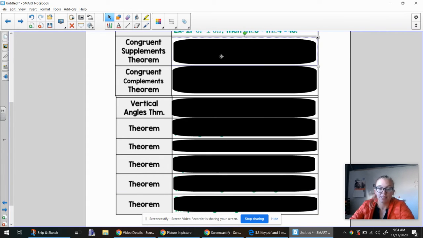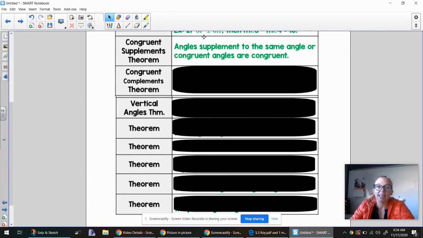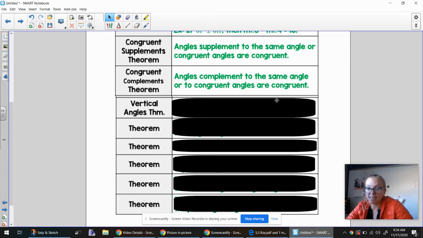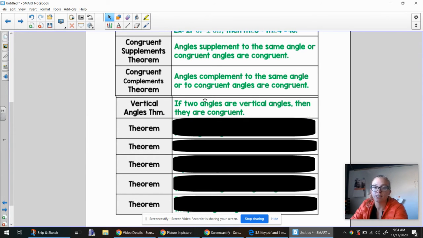The congruent supplements theorem says that angles supplementary to the same angle or to two congruent angles are congruent. So if two angles are supplementary, adding up to 180 with the same angle, then they have to be the same size. The same thing works with the congruent complements theorem. If two angles are complementary to an angle, so they add up to 90 degrees, then those two angles have to be the same size. The vertical angle theorem says that if two angles are vertical angles, then they are congruent.